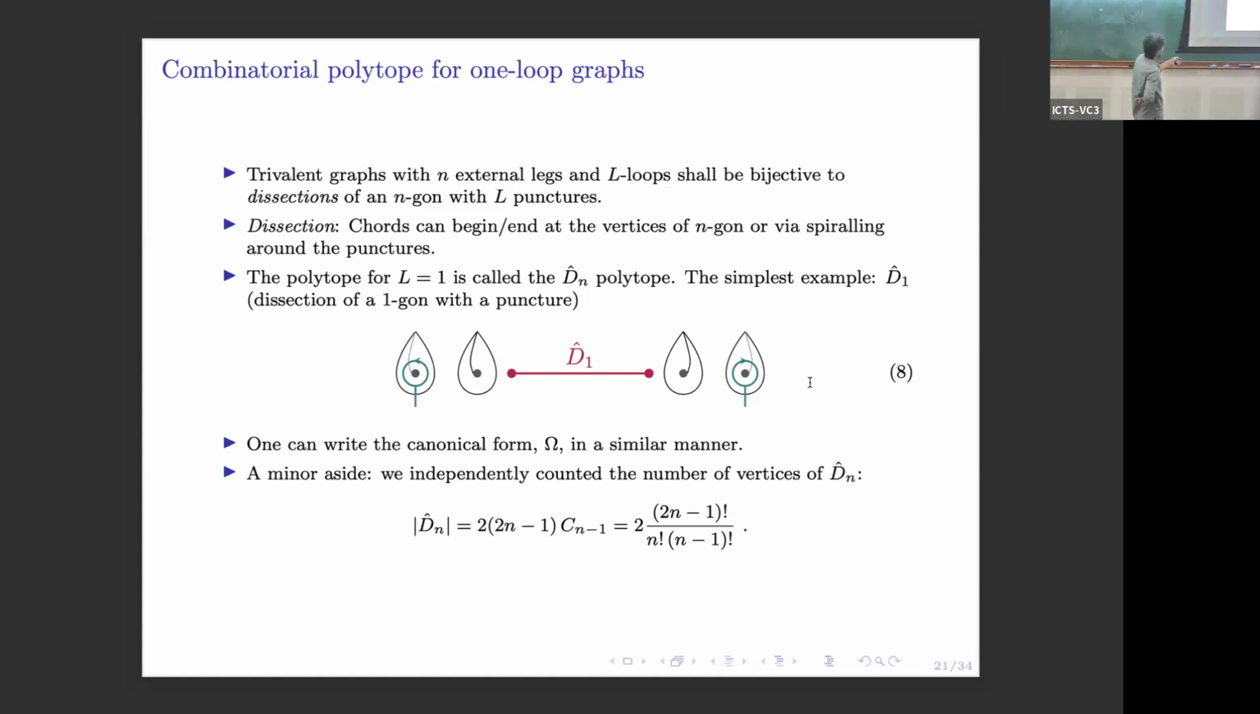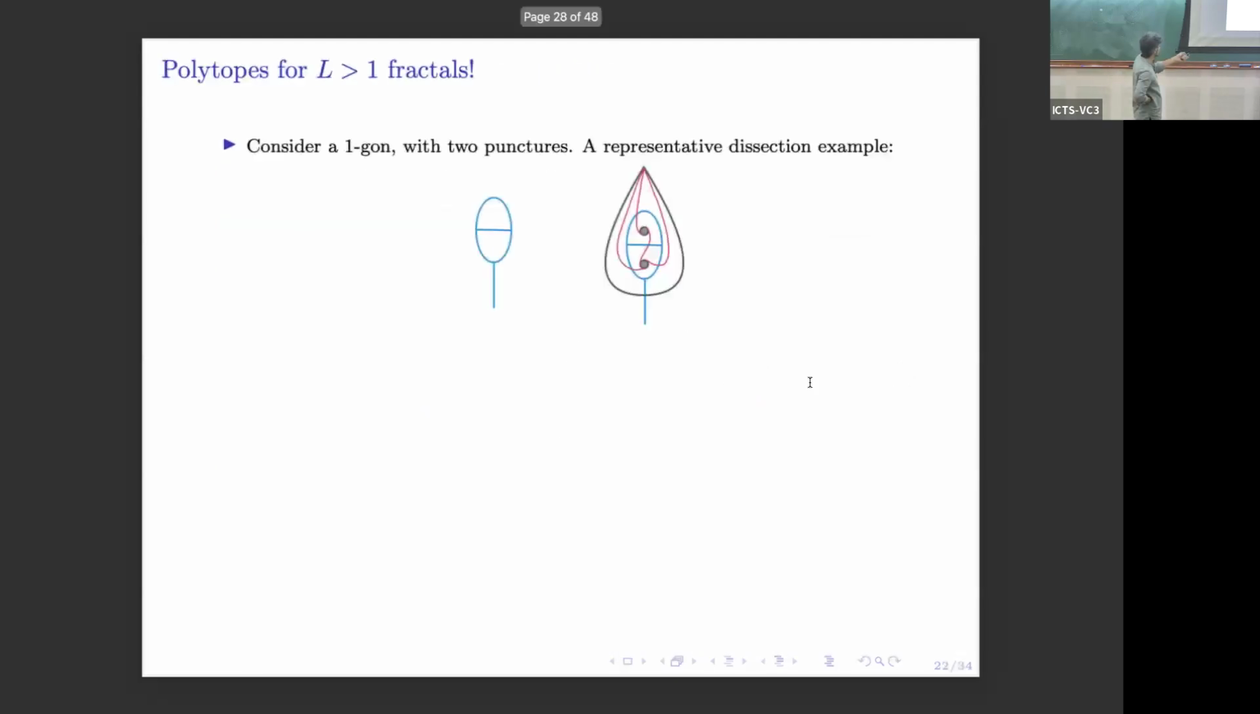And this is just a minor aside that it was a fun thing to think about: we independently counted the number of vertices of this thing. That means all the loop diagrams that you can draw, modulo many subtleties. So for instance, if you have L greater than 1, then what you do is take n-gons with as many punctures as you have, and then you again draw dissections.